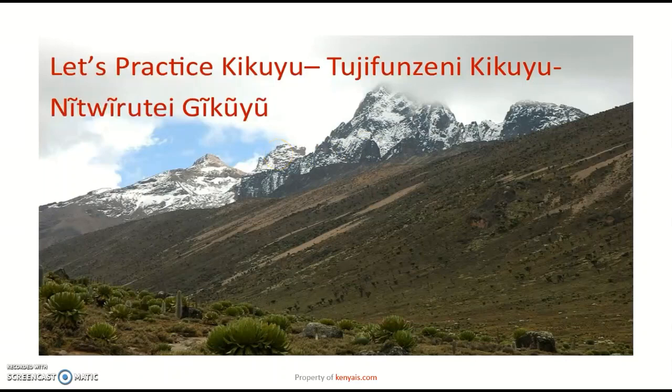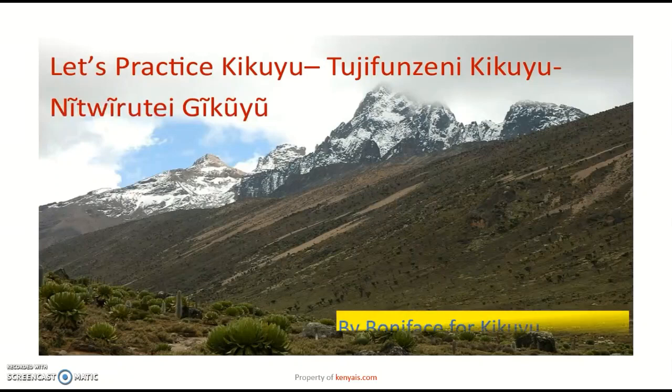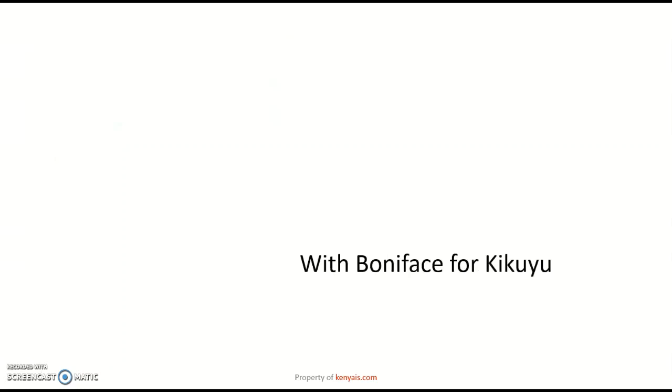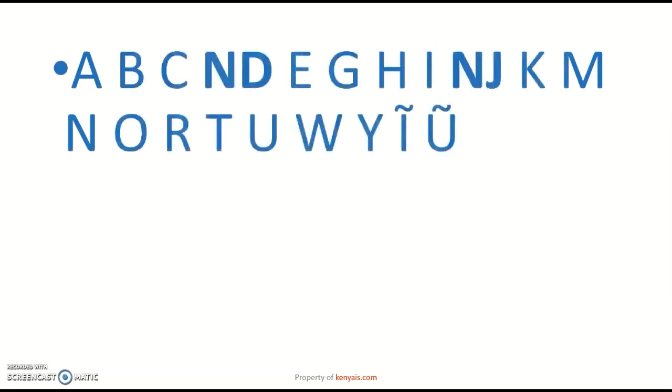Today we have our lesson 3, like promised last time. We are going to look more into how to make simple words in Kikuyu. So once again, this is Boniface for Kikuyu, and today we are going to extend our lesson from last time. Remember that so far we've covered vowels in Kikuyu. We say there are 7: A, E, I, O, U, and the two extra vowels.